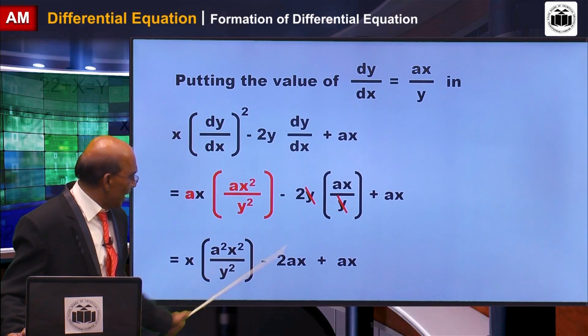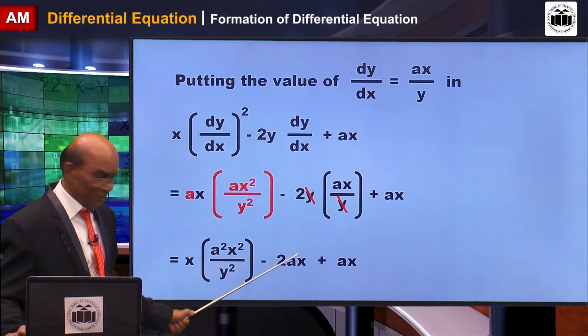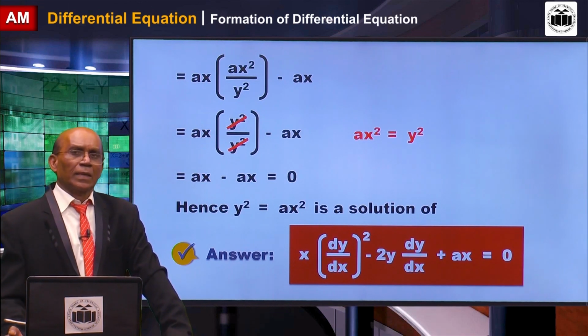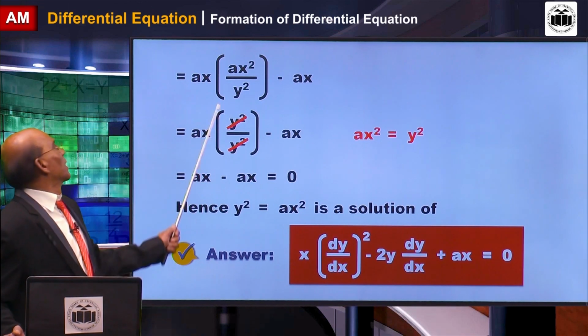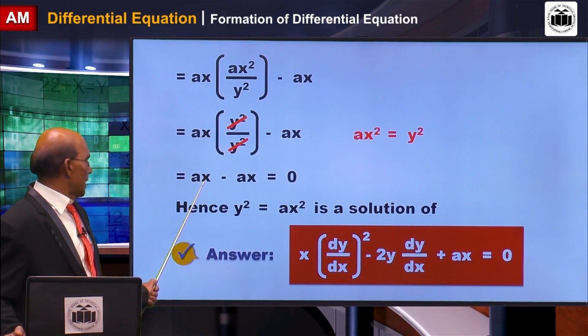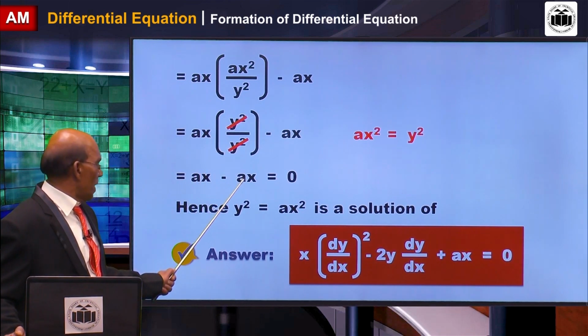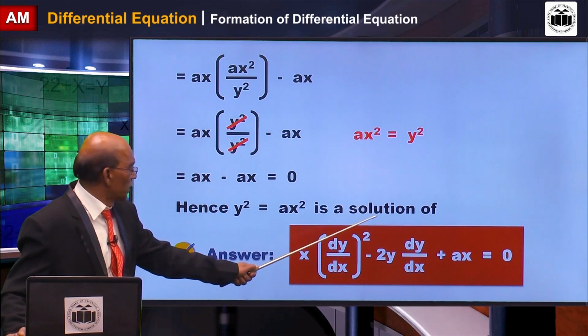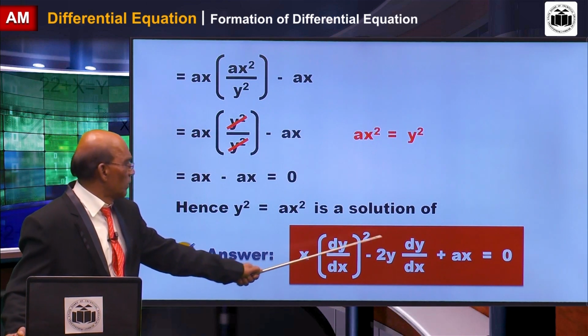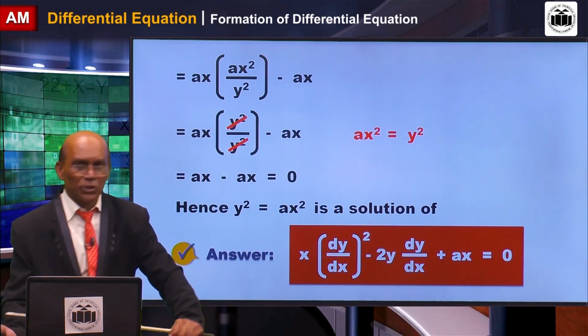We can take simple addition here. Then finally we come to ax into y square upon y square minus ax. Ax gets cancelled, minus x equals 0. Hence y square equals ax square is a solution of x (dy by dx) squared minus 2y dy by dx plus ax equals 0.